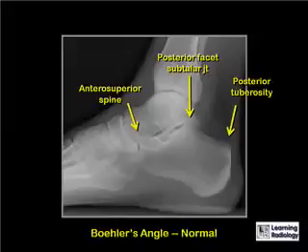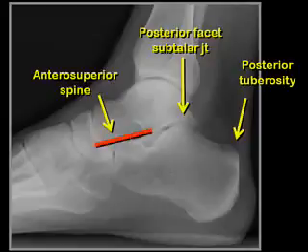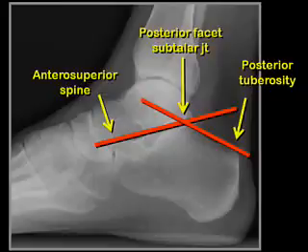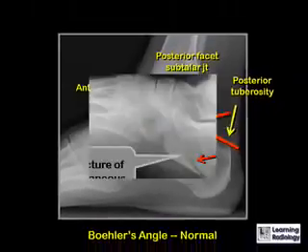These are the landmarks on the superior aspect of the calcaneus, which enable us to measure Bowler's angle, which is an important angle in determining the degree of depression of the calcaneus. A line is drawn from the anterosuperior spine of the calcaneus to the posterior facet of the subtalar joint, which is the highest point of the calcaneus. A second line is drawn from the posterior facet of the subtalar joint to the posterior tuberosity of the calcaneus, on which the Achilles tendon inserts. And then the angle between these two lines is measured. In normal people, it measures between 20 and 40 degrees.